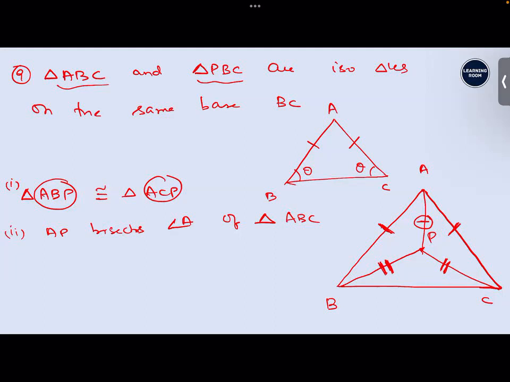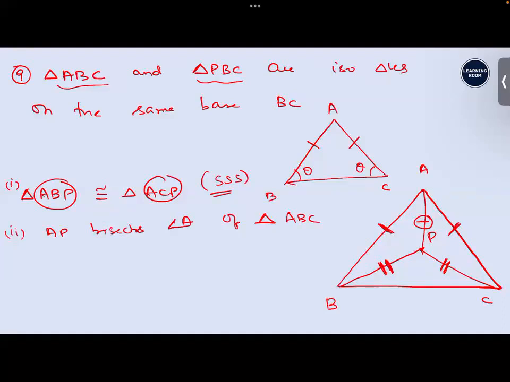That BC is given only for you to draw the diagram. Because they use the word common base BC, otherwise you will not know which is a common base. So BC has nothing to do with you. Now are you clear? So with what criteria did we prove that these two triangles are congruent? Use SSS criteria.